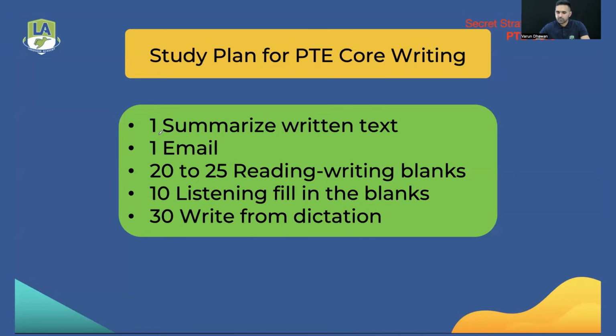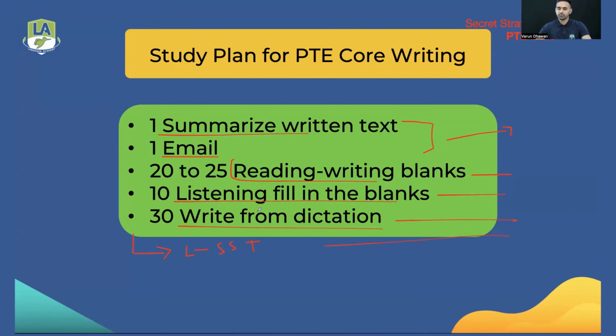One more thing, you need to understand this. Writing scores in PTE writing come from summarize written text and email. Then a lot of your scores come from reading and writing fill in the blanks, from listening fill in the blanks, from write from dictation, and from summarize spoken text as well. So the majority of your writing scores come from listening fill in the blanks, write from dictation, summarize spoken text, then reading and writing blanks, then a few points from email and summarize written text.